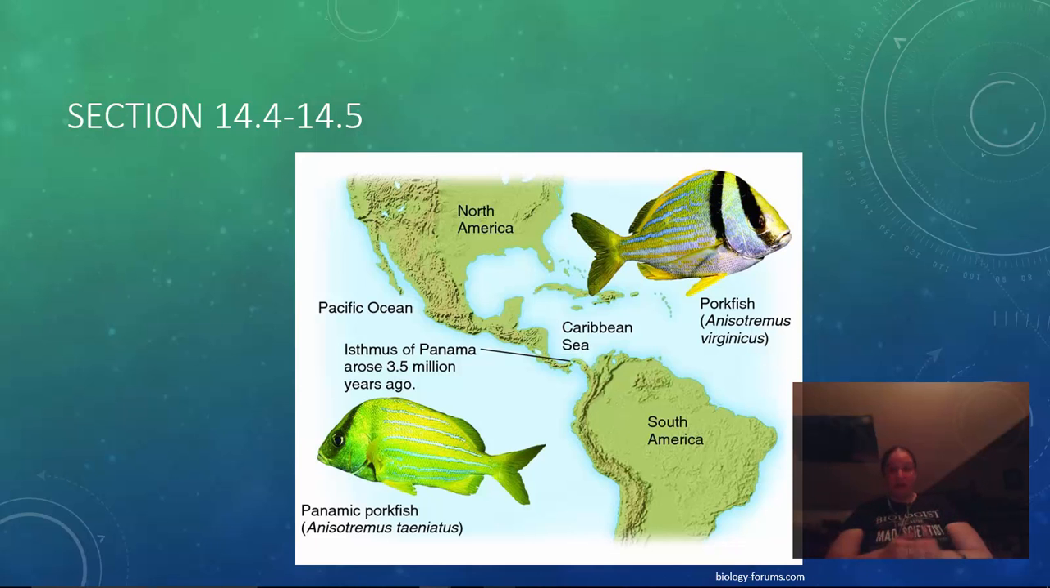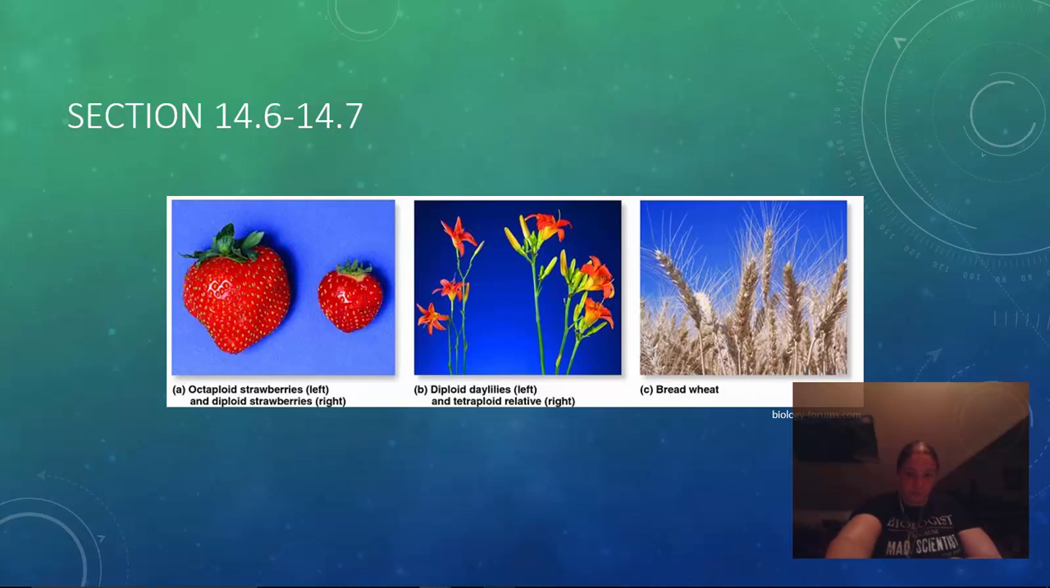At this point, even if they did encounter each other again, they probably would not be able to reproduce because there's enough physical and behavioral differences. They don't use the same system anymore.